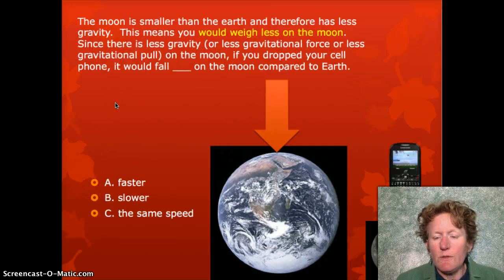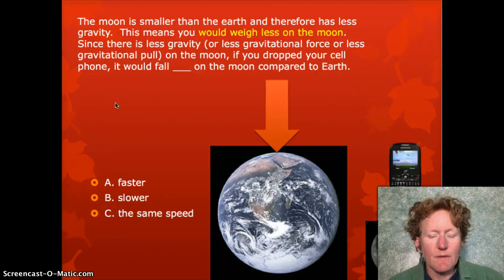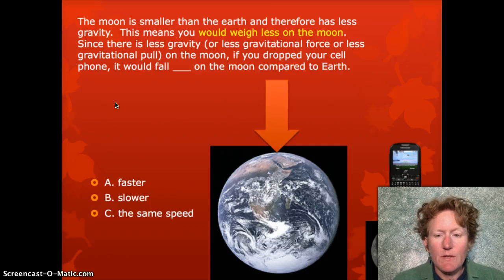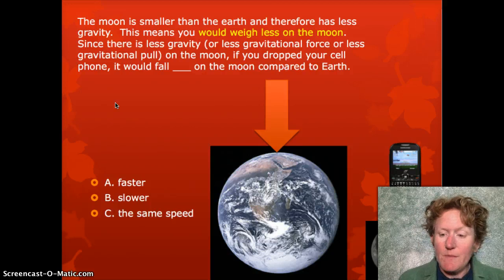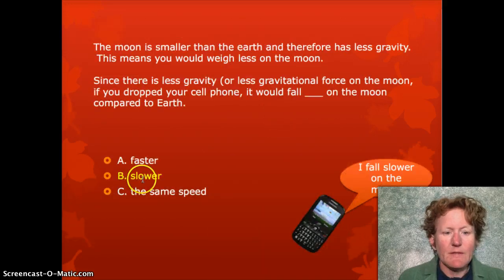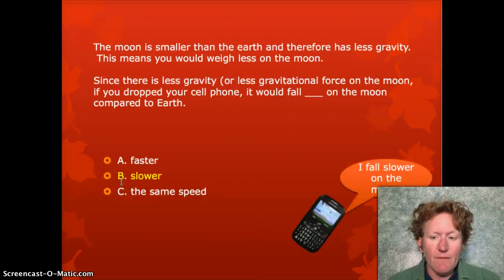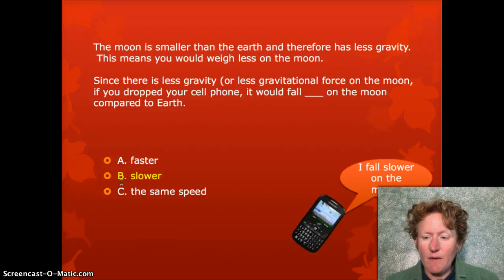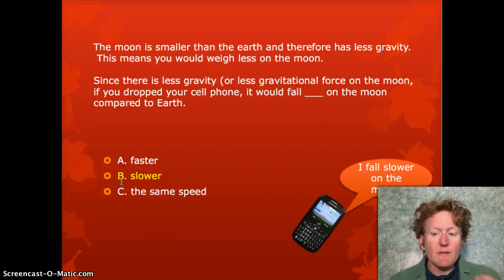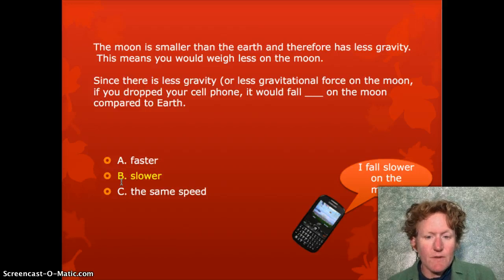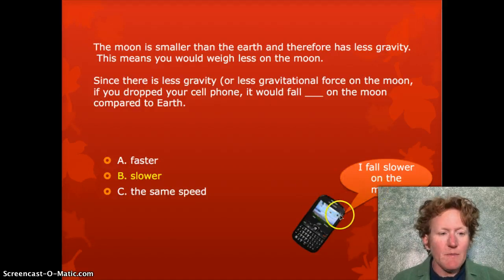So if you go to the moon and you drop your cell phone, there's less gravity on the moon, so the acceleration due to gravity is less. Is your cell phone going to fall faster or slower? Or at the same speed as here on Earth? It's going to fall slower because acceleration due to gravity is less if gravity is smaller on the moon. Remember, the moon has less mass, so it has less gravity, so things fall slower. You have more time to make a save and catch that phone before it hits.